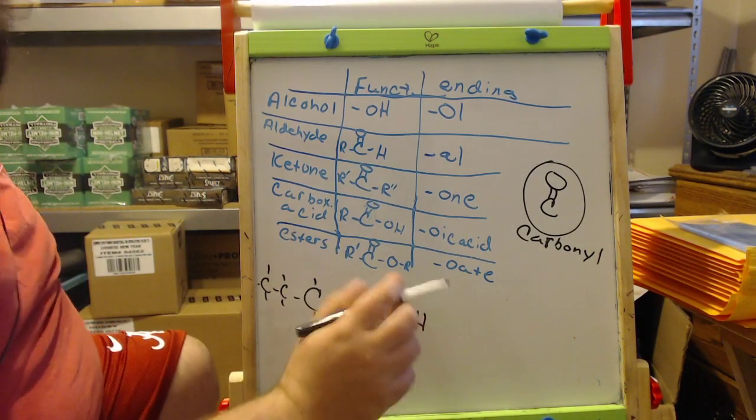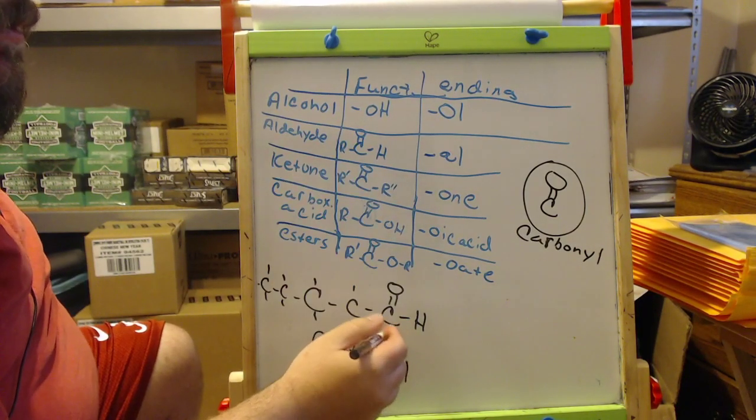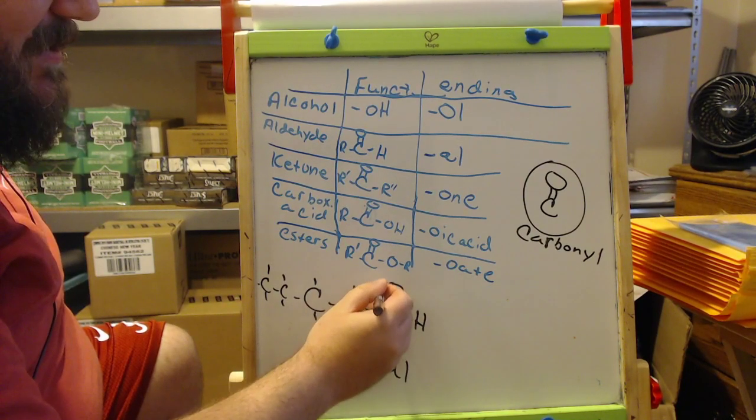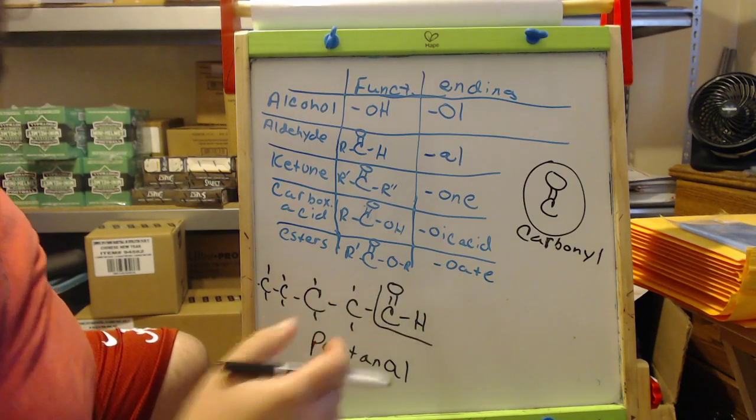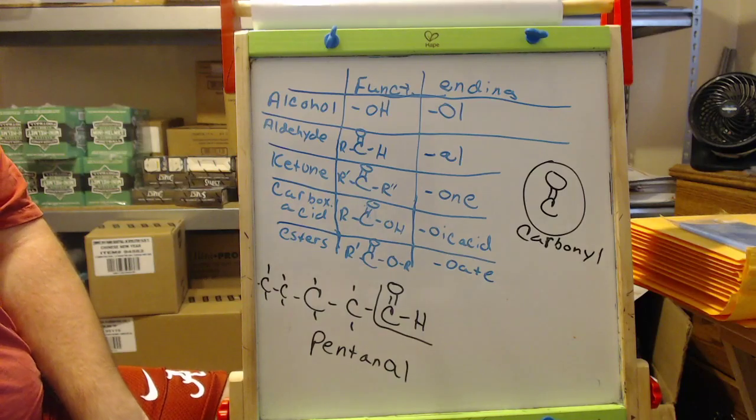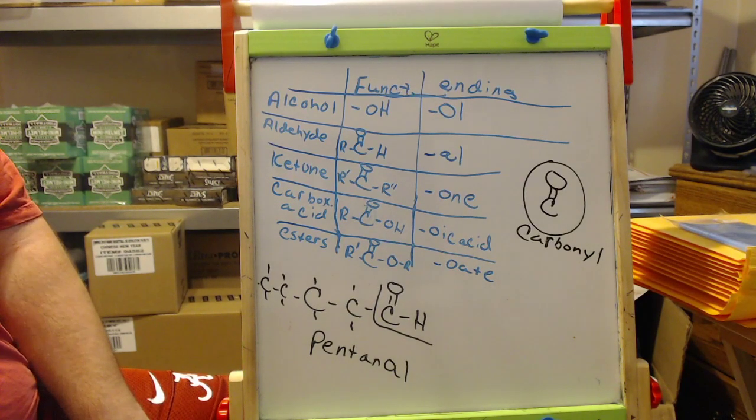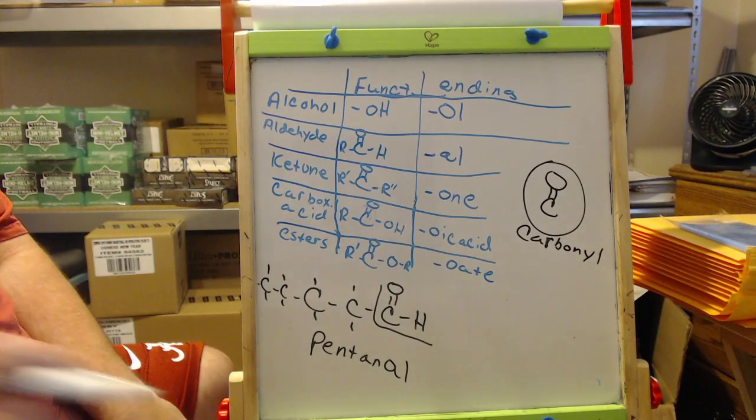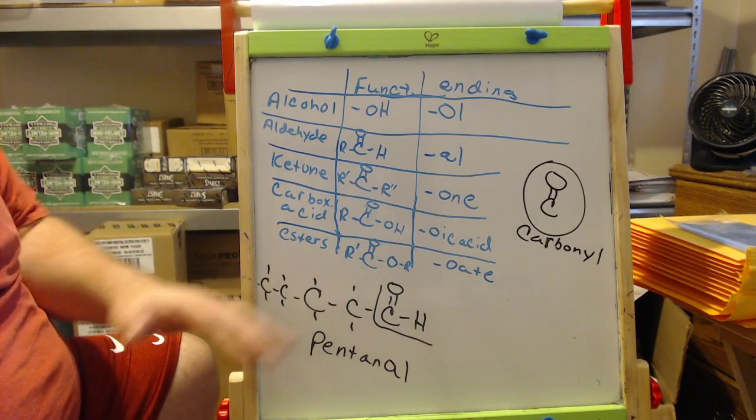You don't need a number. You don't need to call it 1-pentanal or anything for aldehydes, because it always has to be on the end, since this is the functional group. So no numbering is needed, because it's at the end.